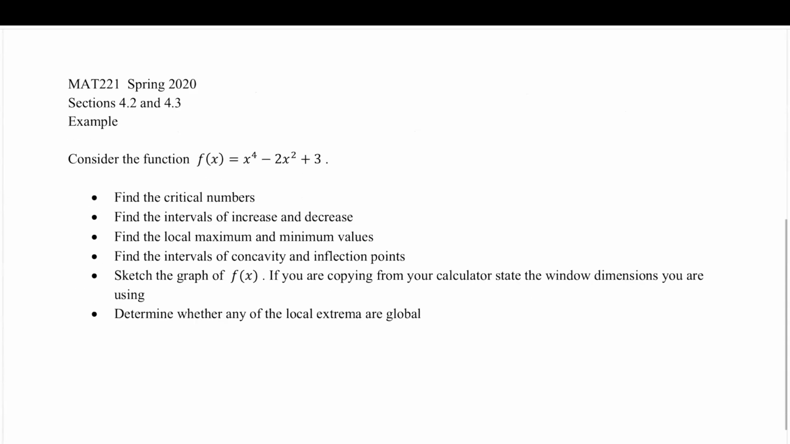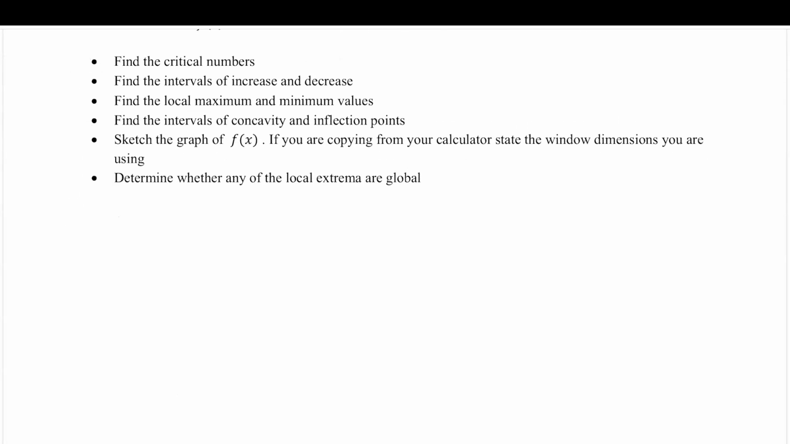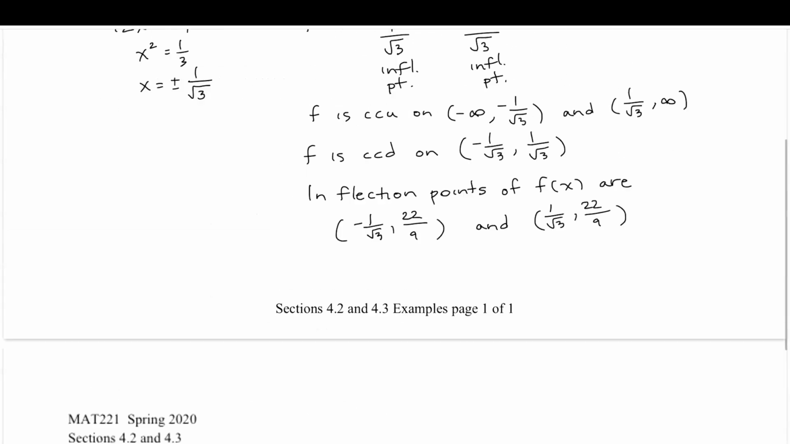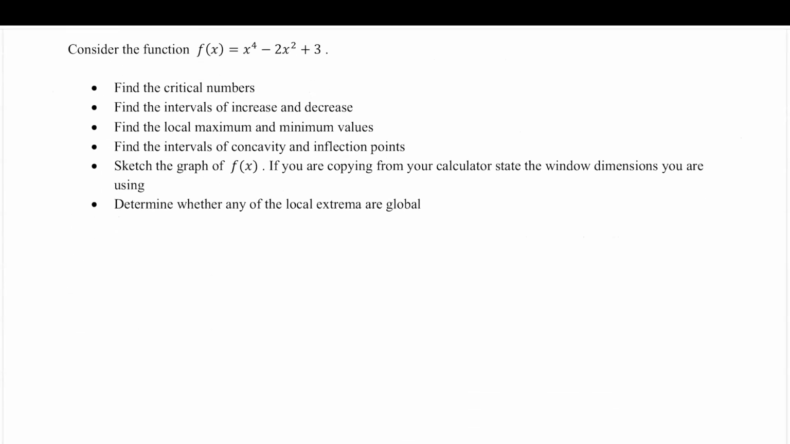Oh, it made me a duplicate, darn it. Oh, I could just continue down here. Okay, so sketch the graph. What is that up to? Number 5.